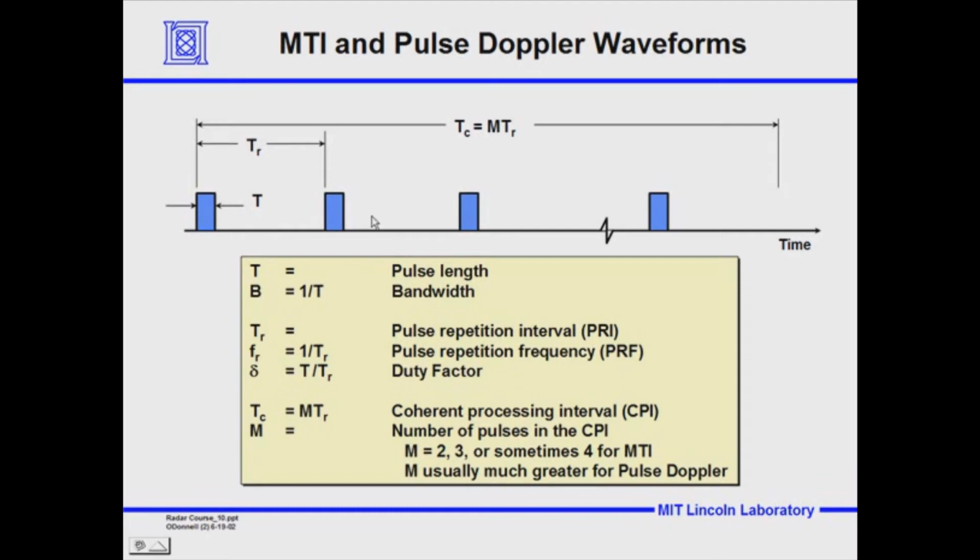is turned on, on average. Now what we call the time of this whole interval, the M pulses times the time between pulses, is the coherent processing interval, or CPI. A lot of acronyms I'm giving you. And remember, M is that number of pulses, and it's 2, 3, sometimes 4 for an MTI, or moving target indicator processing, and M's usually much greater for pulse Doppler processing.